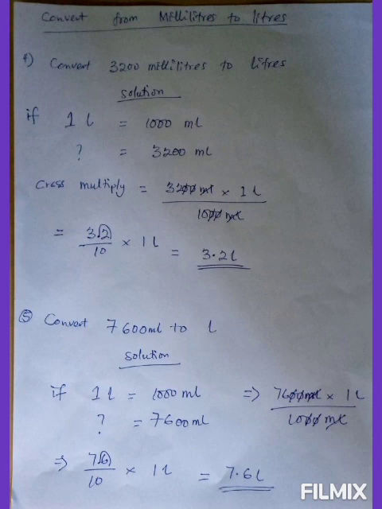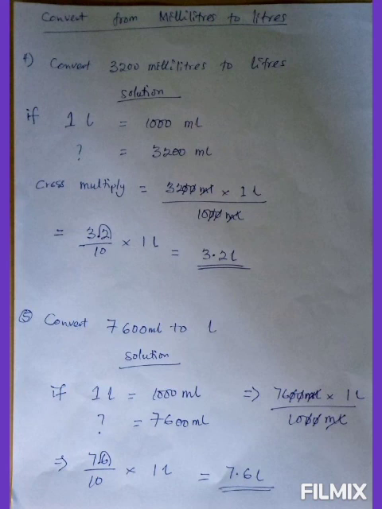Or how many liters? So you see that I have put a question mark under the 1 liter. Now, when you do it this way, you cross multiply. So when you cross multiply, 3,200 will multiply 1 liter, and then will be over 1,000 milliliters. Now, milliliters will cancel milliliters. One 0 will cancel one 0 at the 3,200, and another 0 will cancel another 0. You'll be left with 32 over 10 times 1 liter.